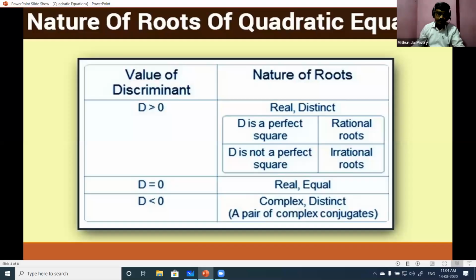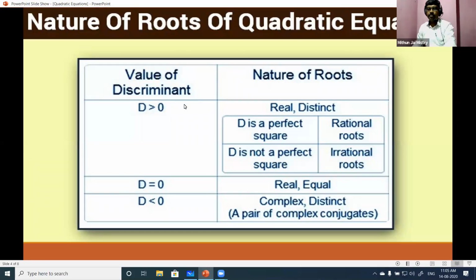The topic of today is the nature of the roots of quadratic equations. Previously we have discussed that the one who plays a vital role in this is D. What is D actually? D is nothing but the discriminant.